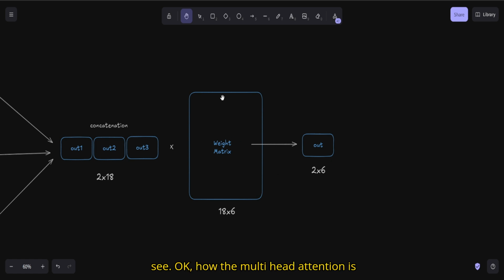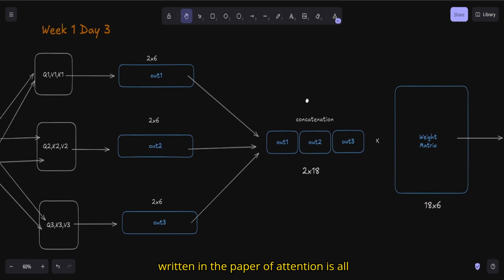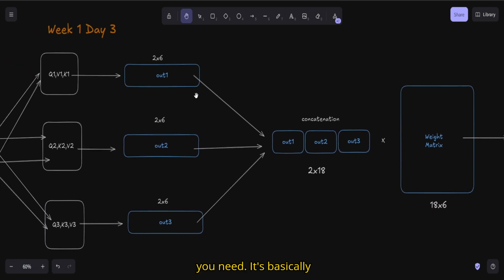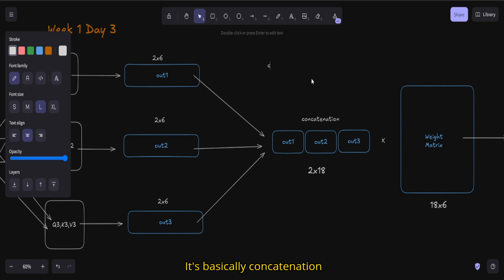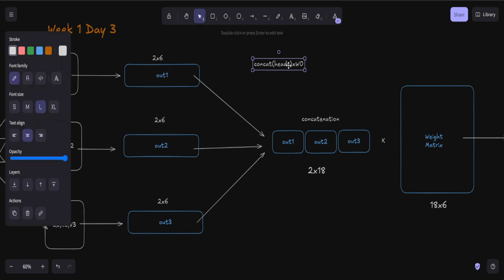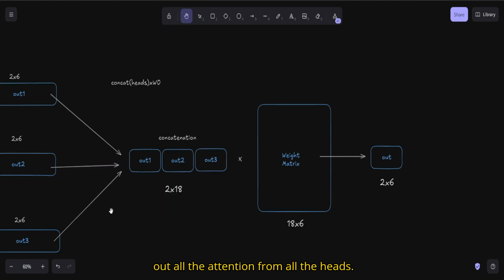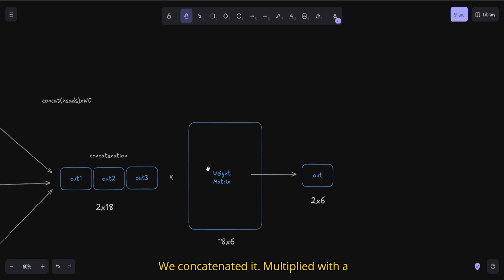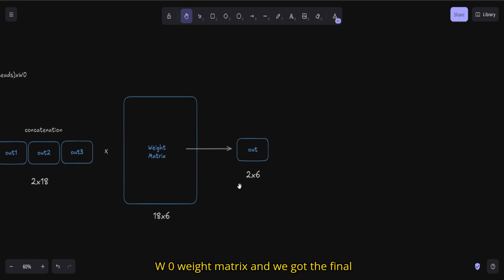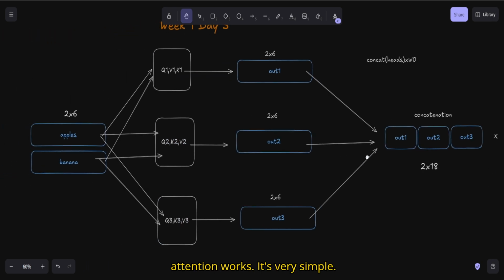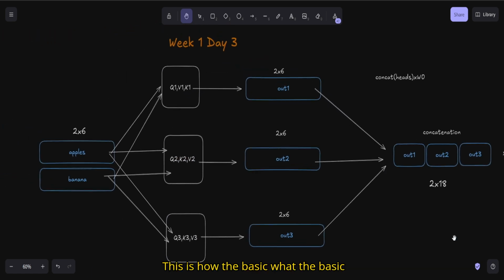And this weight matrix, if you see how the multi-head attention is written in the paper Attention Is All You Need, it's basically written as this. I'll write it. It's basically concatenation of all the heads into W0. We just found out the attention from all the heads, concatenated it, multiplied with a W0 weight matrix, and we got the final output. So this is how multi-headed attention works. It's very simple. This is the basic intuition for multi-headed attention.